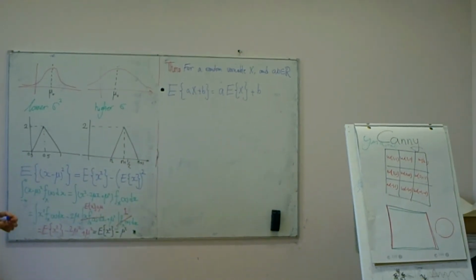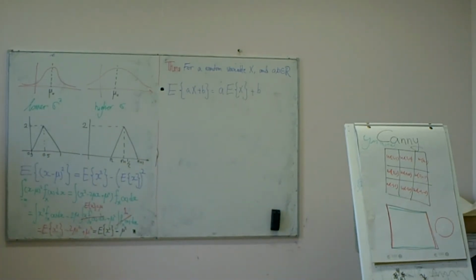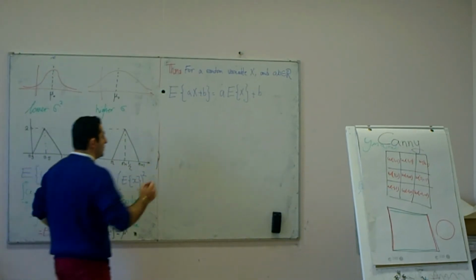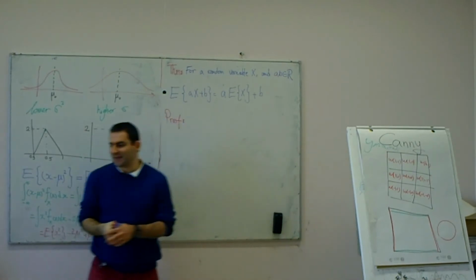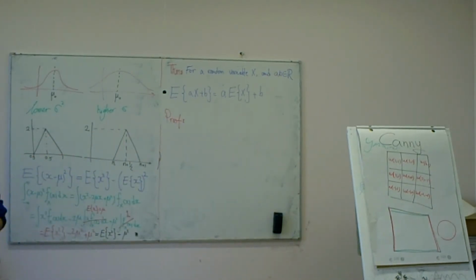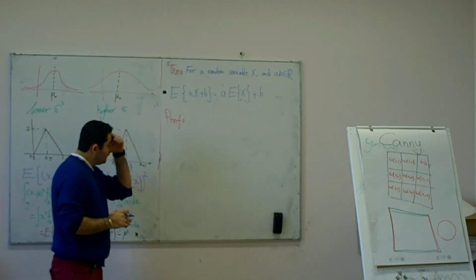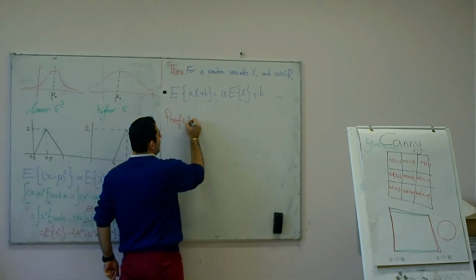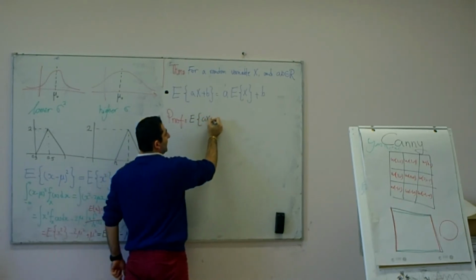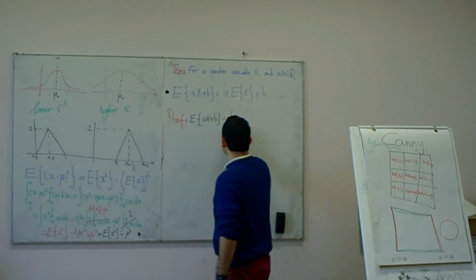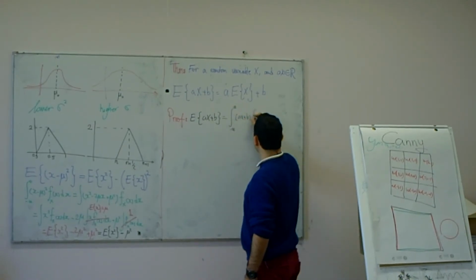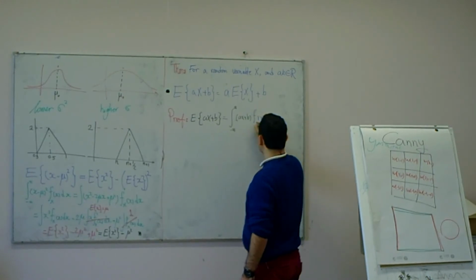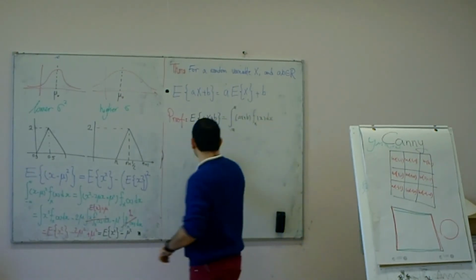So this is a very important theorem, which you need to know the proof of. Now the proof is pretty simple because we use the definition of the expected value. Expected value of aX plus b is the integral from minus infinity to plus infinity of (aX plus b) f(x) dx. Just expand the integral.